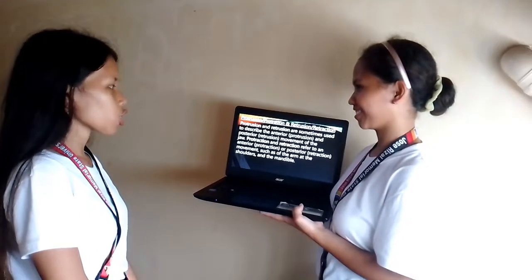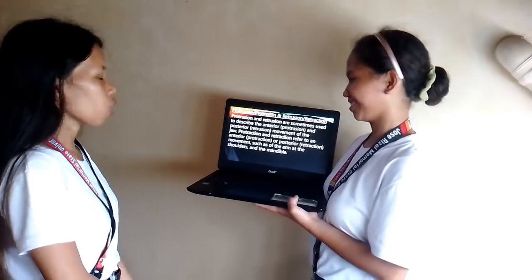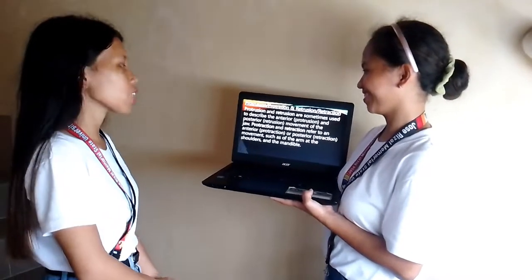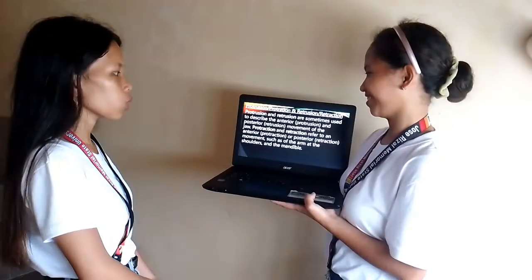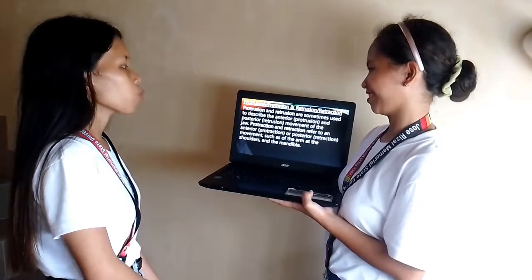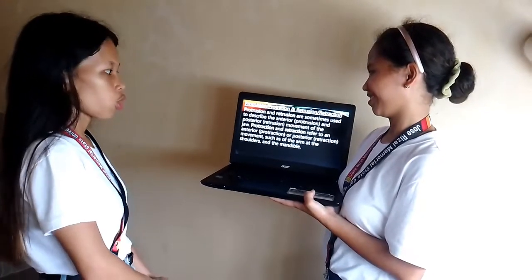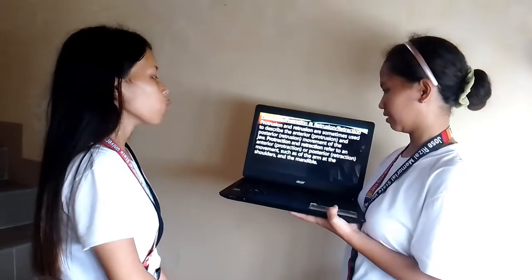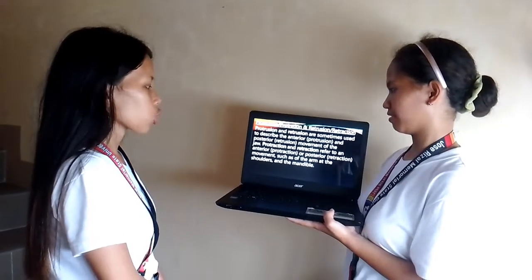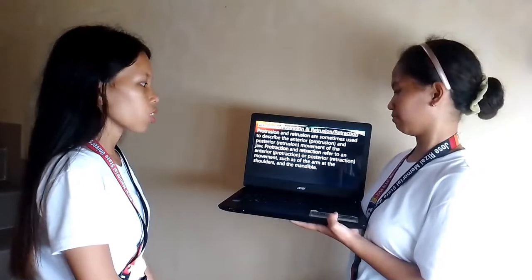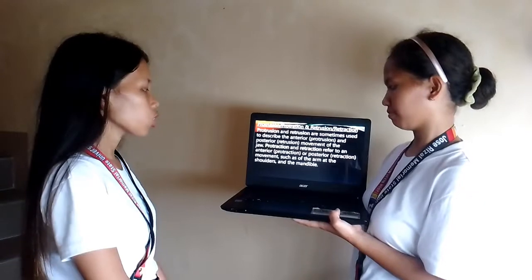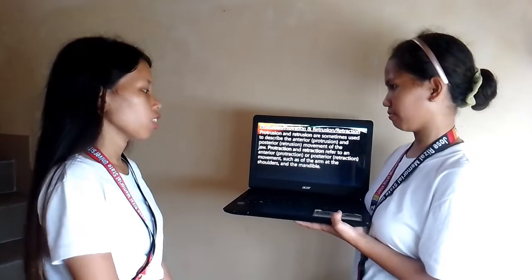Protrusion or protraction and retrusion or retraction. Protrusion and retrusion are sometimes used to describe the anterior protrusion and posterior retrusion movement of the jaw. Protraction and retraction refer to anterior protraction or posterior retraction movements such as of the arm, the shoulders, and the mandible.